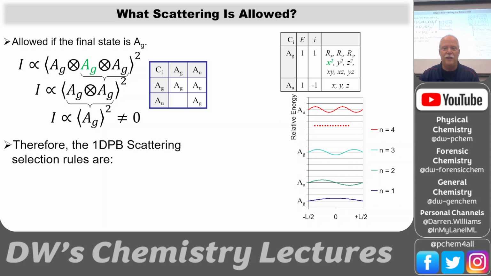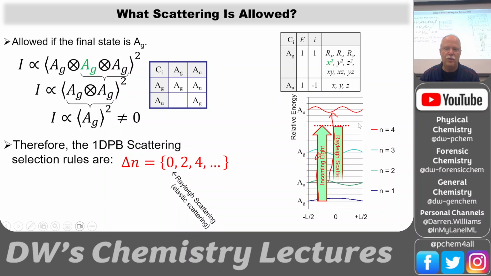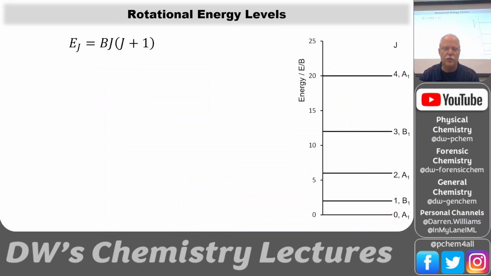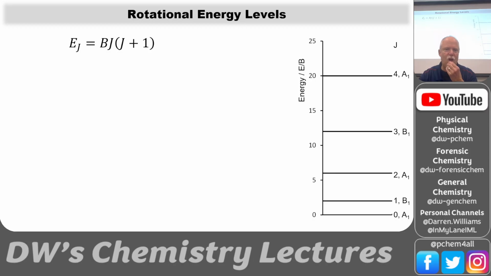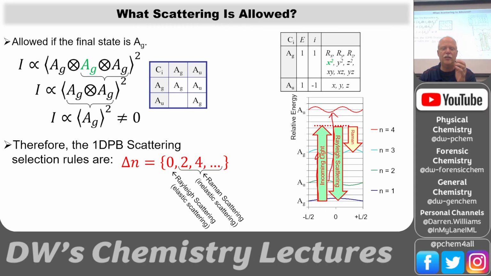And so I could cause a jump from G to G. I could cause a jump from U to U, you know. So I end up with the delta N equals 0, which would be that one. That's G to G. Or I could do 2 and 4. It could go from Raman scattering to level 3, and then Raman scattering from 1 to 4, etc. Or from 1 to 5. What about rotational levels? So this is everything with our particle in a box. So that's a bit of a review.